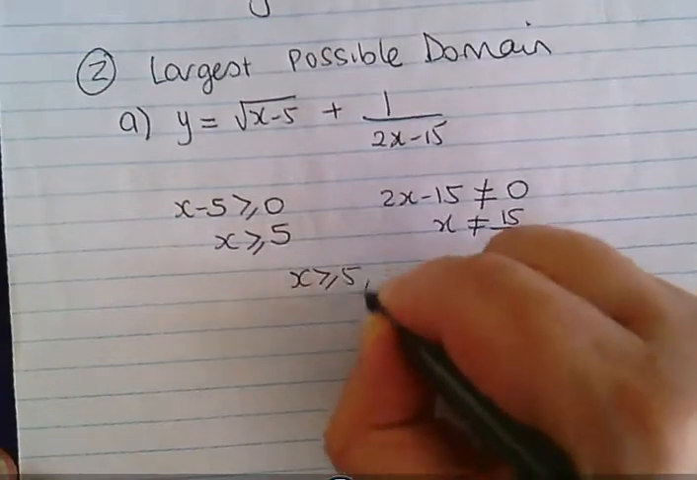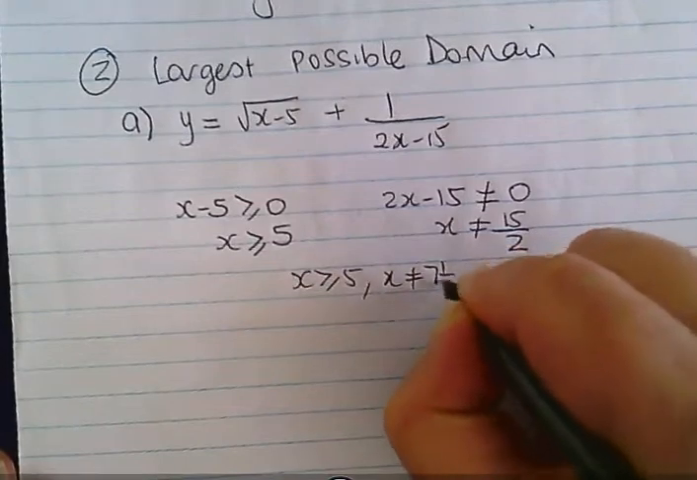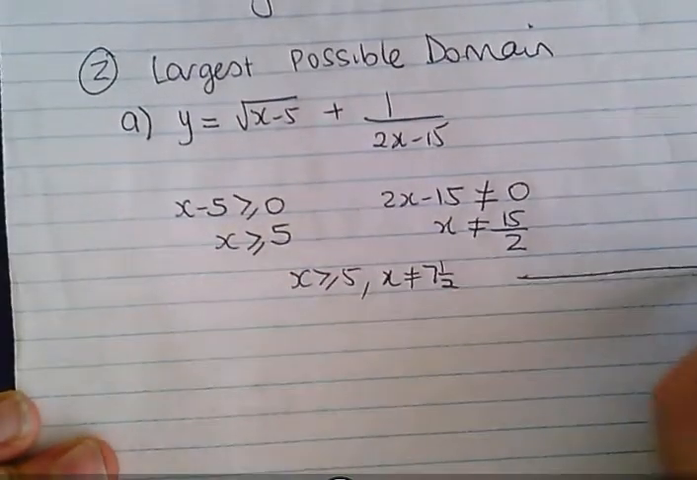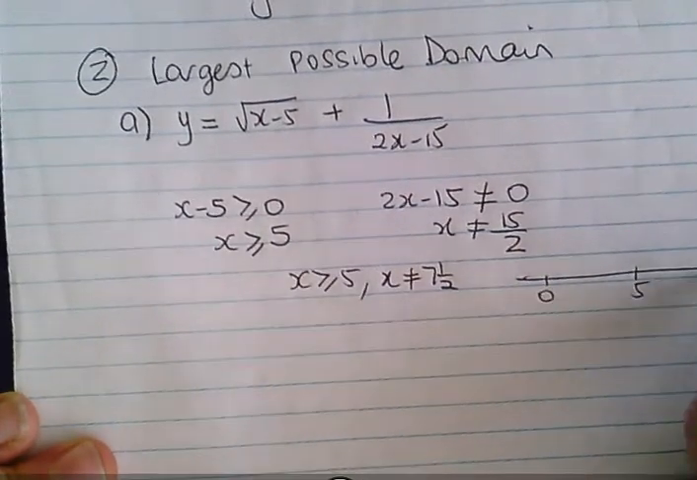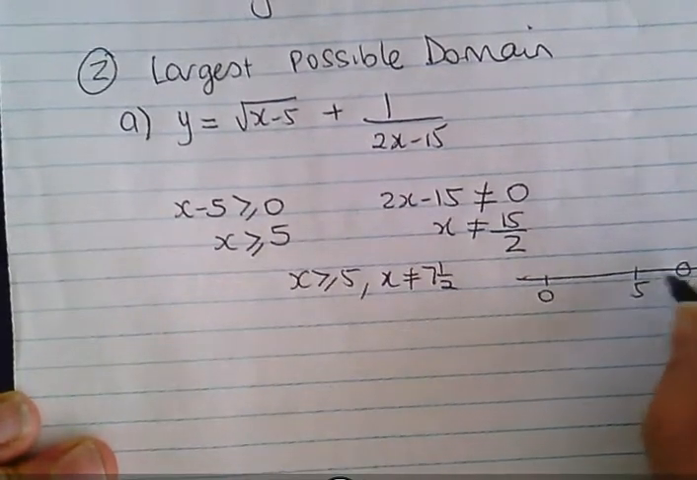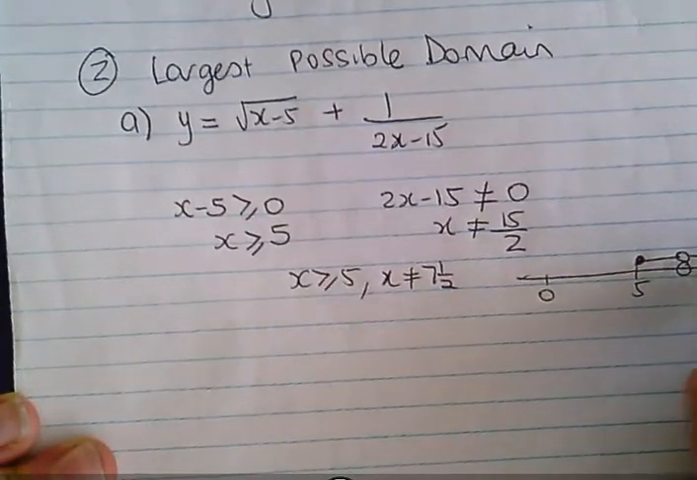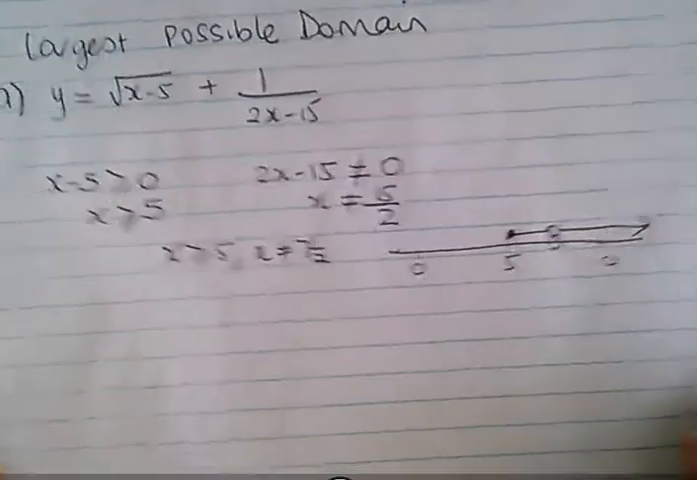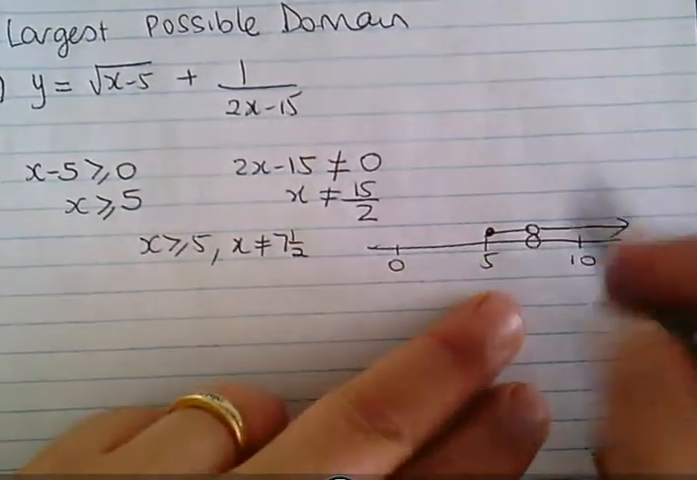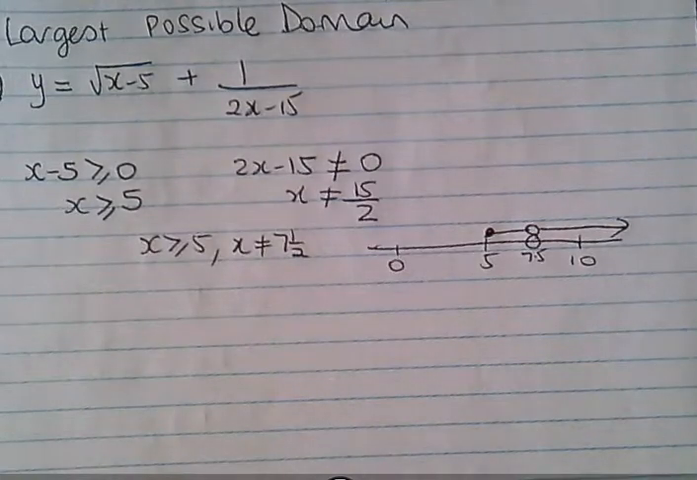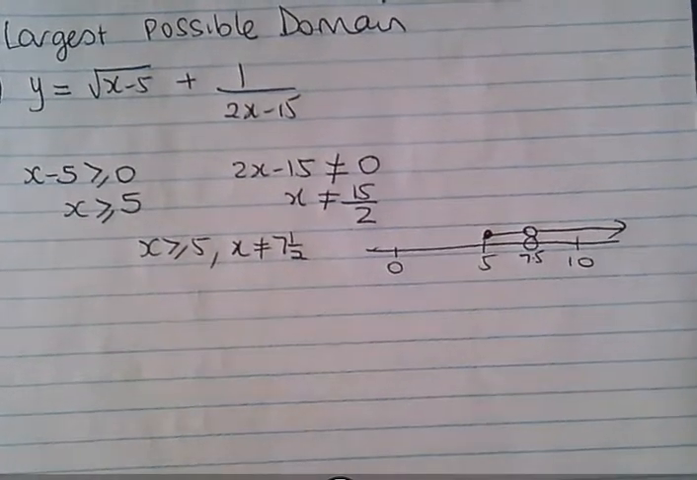x is greater than or equal to 5, x cannot equal 7.5. So if I was to sketch that on a number line, I'd have 0, 5, 10, 7.5 here. I'd draw it with a hole there. You'd have x is greater than or equal to 5 and 7.5 is excluded with a circle, but it can be anything else. That would be a visual of it.